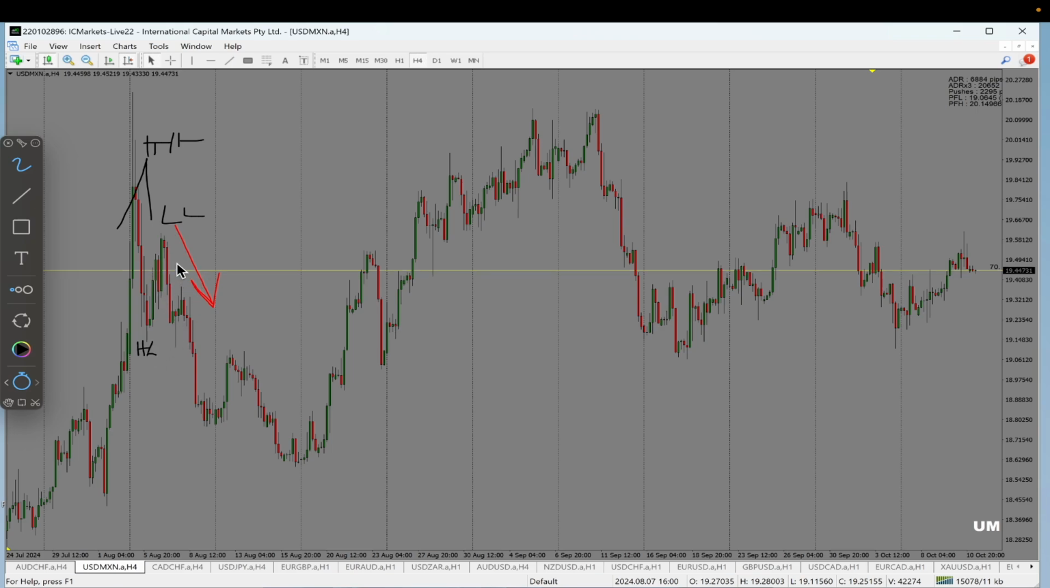Now, do you realize that when the market came down at this point, it did not take out the higher low? It actually respected it and closed above it. So that means at this point, you do not have a bearish market. It is still a bullish market. So wait for the market to take out those lows.